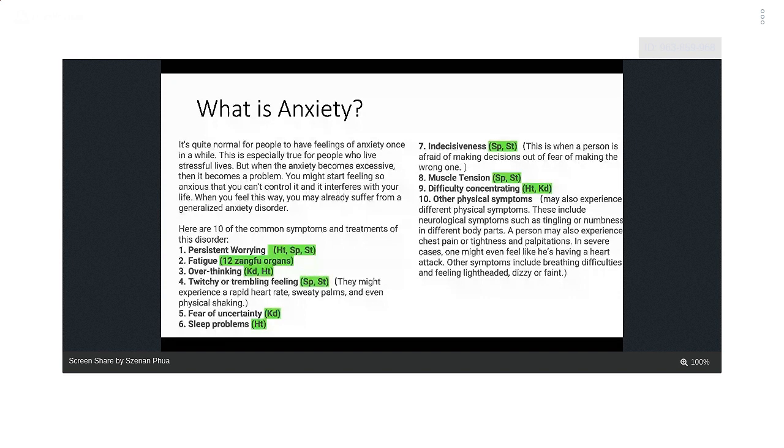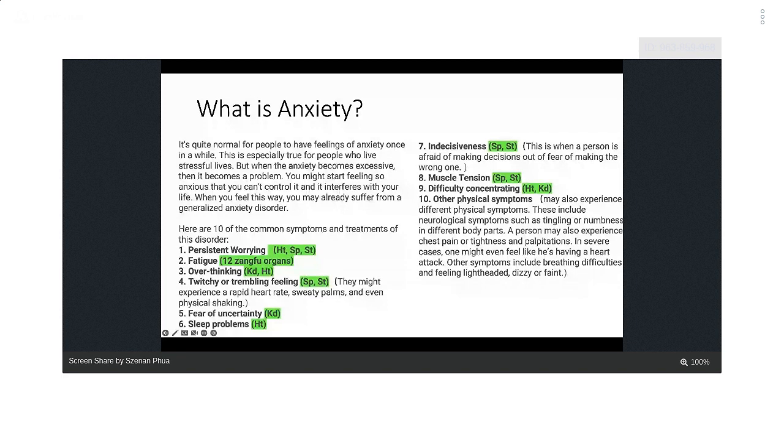Other physical symptoms: they may also experience different physical symptoms. These include neurological symptoms such as tingling or numbness in different body parts. A person may also experience chest pain or tightness and palpitation. In severe cases, one might even feel like he is having a heart attack. Other symptoms include breathing difficulties and feeling lightheaded, dizzy, or faint.